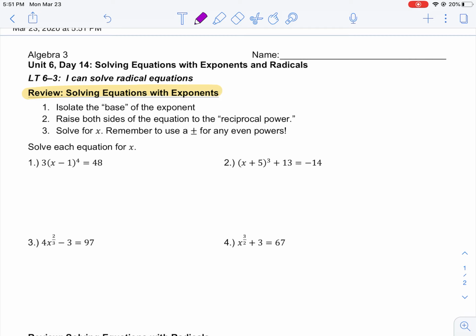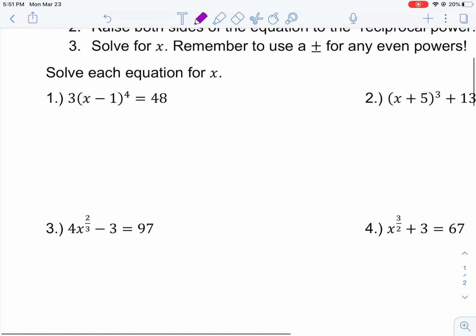In the first set of problems, the first thing we're going to do is isolate the base of the exponent. Then we're going to talk about how to get rid of that exponent so that we can solve for the variable. So in the first problem, we have to undo this multiplication first. So we're going to divide both sides by 3.